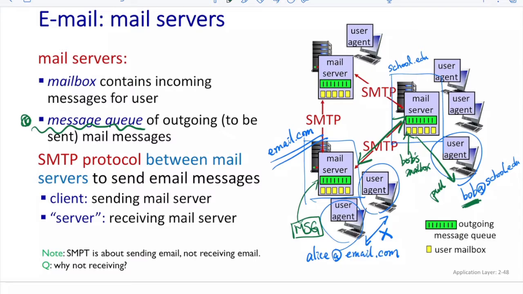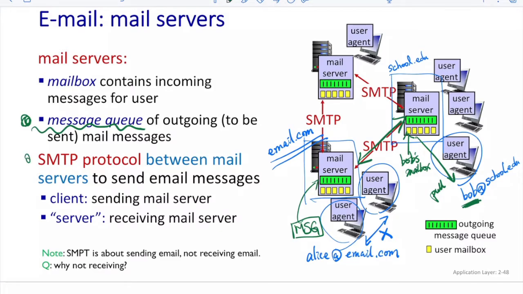That is how mail is delivered from your user agent to your mail server, and then your mail server contacts the receiver's mail server and queues the mail in the corresponding mailbox, and Bob pulls the mail from its own mail server. So that is the entire communication of how mail messages are delivered.